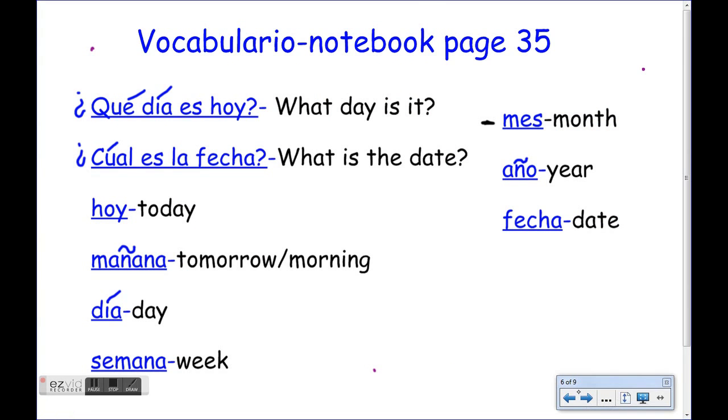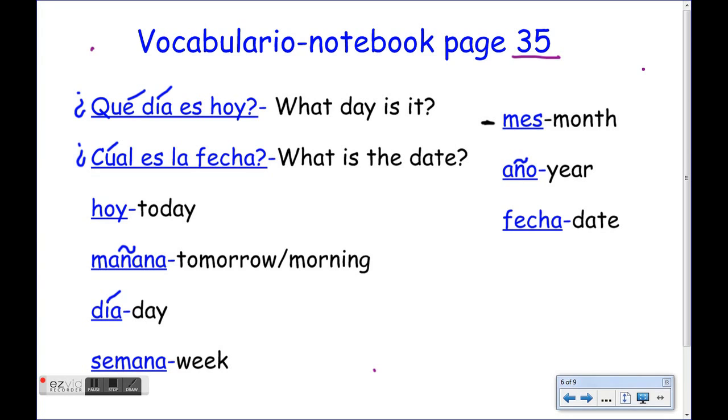Alright, moving on. Next, you need to go to page 35 of your notebook and copy down this vocabulario. Okay, so remember page 35 of your notebook. We're going to go through the vocabulary as we're going through it and saying it. You need to copy it down in its translation.